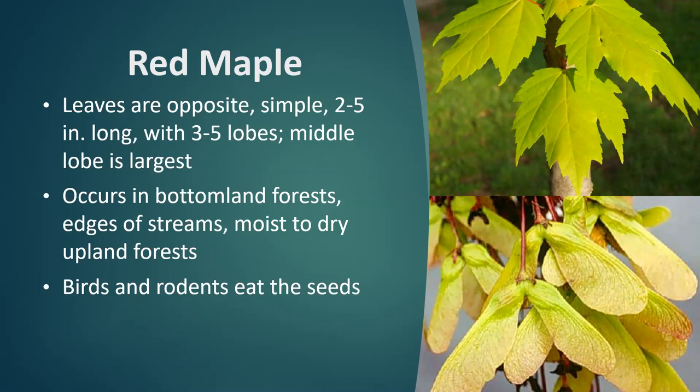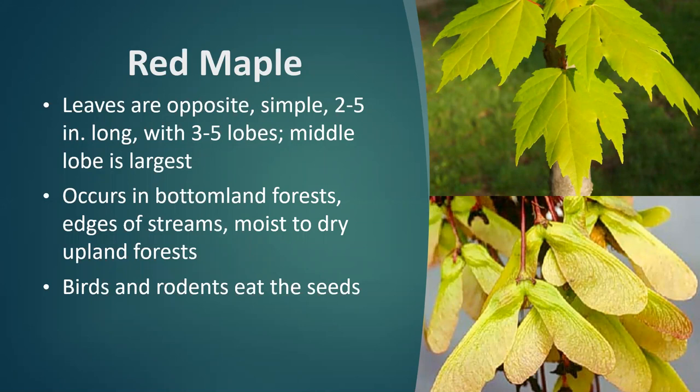And the really cool thing about maples is they display opposite arrangement to an extent that you can actually see it in the leaves, or in the twigs as well. So if you just look at the overall structure of a maple tree, you'll actually see that the branches are also arranged oppositely. And that's a really good indicator that you're looking at a maple.